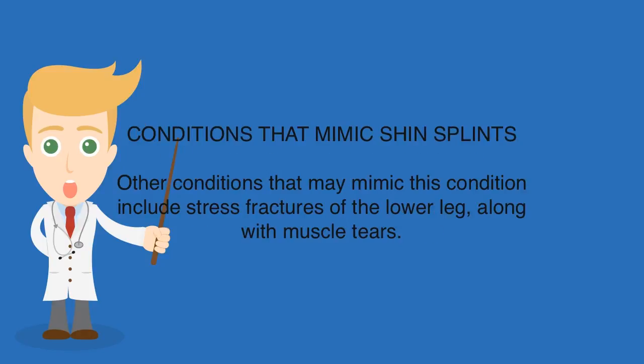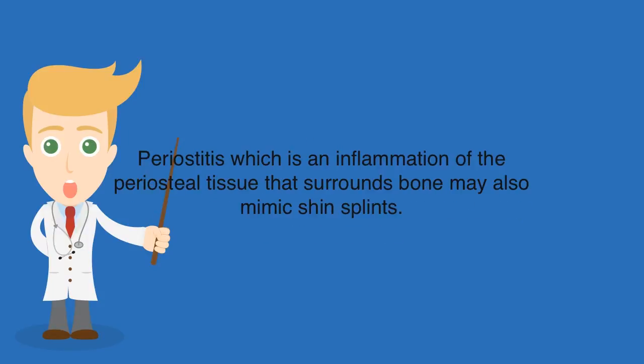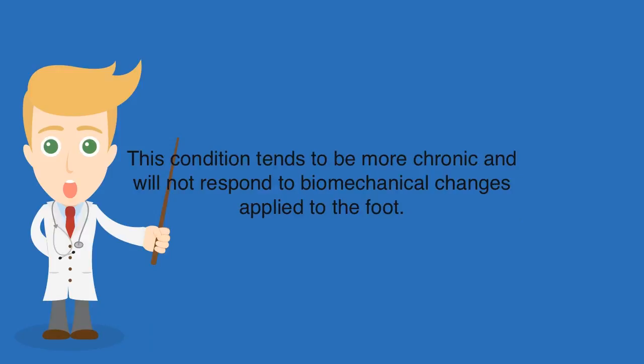Conditions that mimic shin splints. Other conditions that may mimic this condition include stress fractures of the lower leg, along with muscle tears. Periostitis, which is an inflammation of the periosteal tissue that surrounds bone, may also mimic shin splints. This condition tends to be more chronic and will not respond to biomechanical changes applied to the foot.